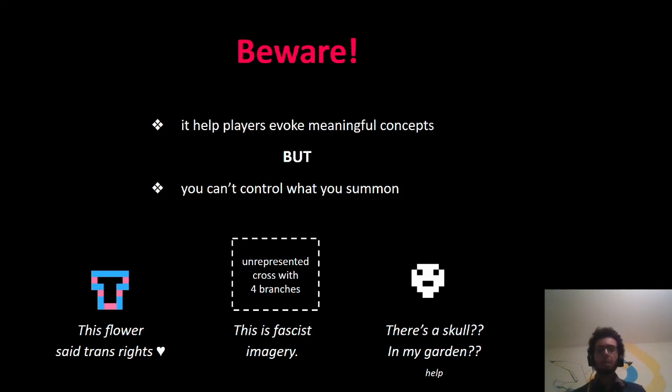But I also came across flowers that were like crosses with four branches, and it looked to me like fascist imagery. And it was not something that I wanted to be in my game. You have to ask yourself, is it something that you want to be able to evoke in your game? And there's no easy solution to prevent that. Also, there's something very fearsome with this concept. It can spook the game dev. One day I just wandered into one of my generated gardens for debugging purposes, and I just came across a skull. My own game spooked myself.